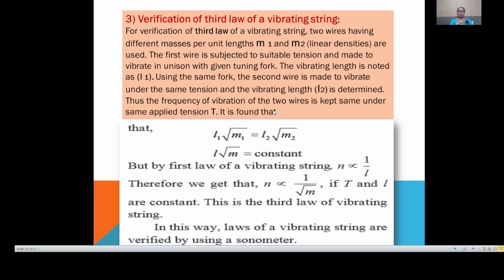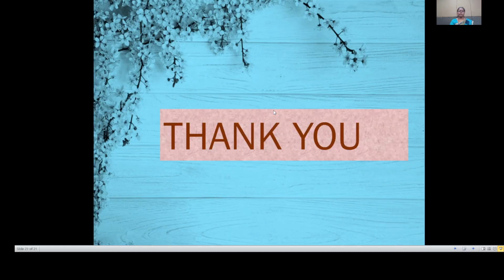It is found that L1 square root m1 is equal to L2 square root m2. Therefore, L square root m is equal to constant. But by the first law of vibrating string, N is inversely proportional to L. Therefore, we get that N is inversely proportional to square root of m if T and L are constant. This is the third law of vibrating string. In this way, the laws of vibrating string are verified using the sonometer. Thank you.